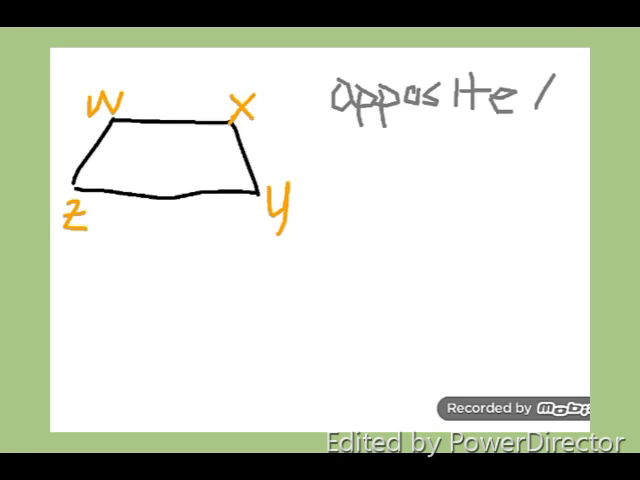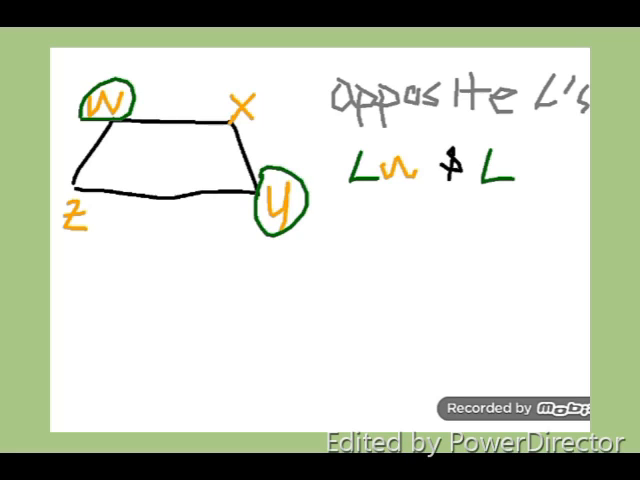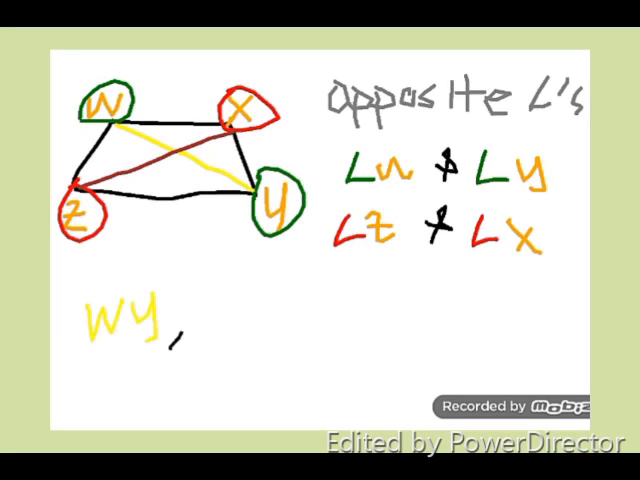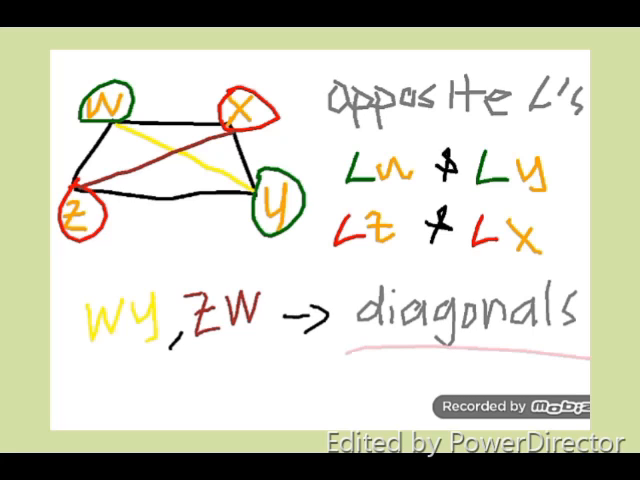So let's go now to the opposite angles. Opposite means kasalungat. So ang kasalungat na angle ng W is angle Y. Angle Z, ang kanya namang opposite angle ay ang angle X. The WY and ZX are the diagonals of our parallelogram. Each diagonal of a parallelogram separates it into two congruent triangles.